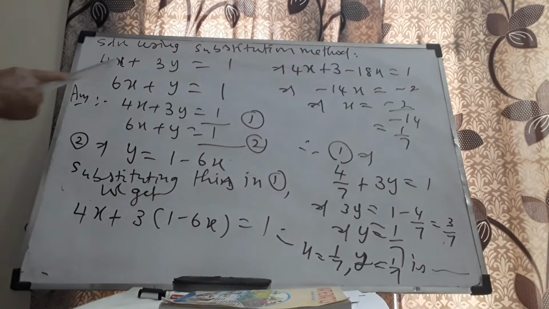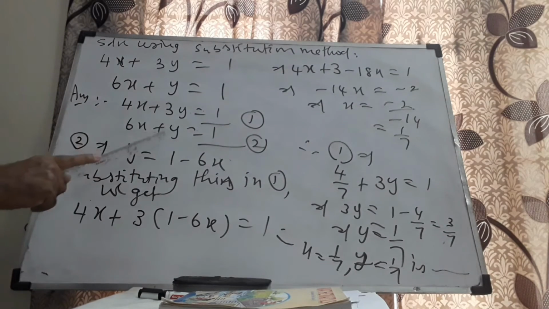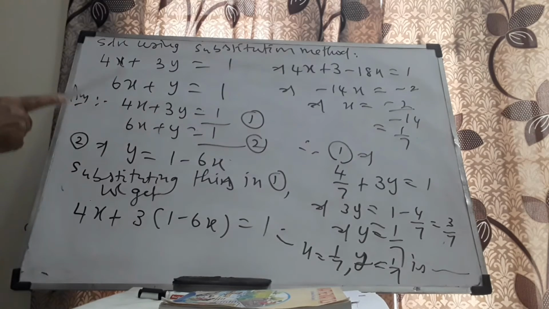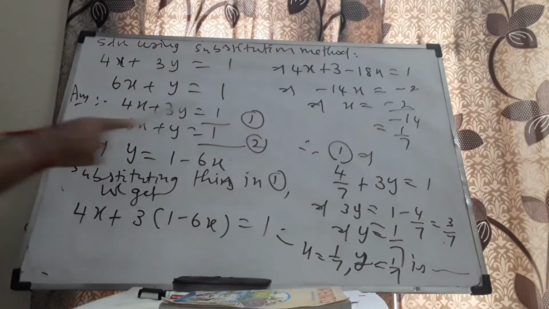I repeat, 4x plus 3y is equal to 1, equation 1. 6x plus y is equal to 1, equation 2. It's easier to get y in terms of x from 2. Therefore, y becomes 1 minus 6x. Substituting this in 1 we get. By mistake, I substituted in equation 2 itself. I'm sorry. Earlier when I was explaining, I substituted in 2 itself.